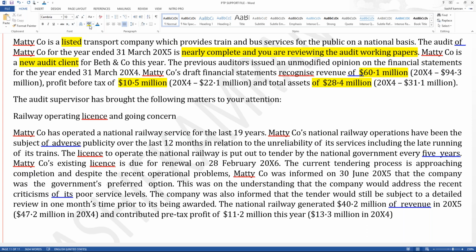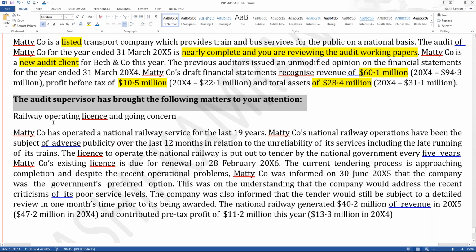Now, by the end of the first paragraph, I know it is a listed company. I know we are standing at the completion stage. This is a new audit client, and we know the profit, revenue, and the total asset value for finding the materiality. The audit supervisor has brought the following matters for your attention. You are a manager, right? Let's see what matters have been brought for your attention.